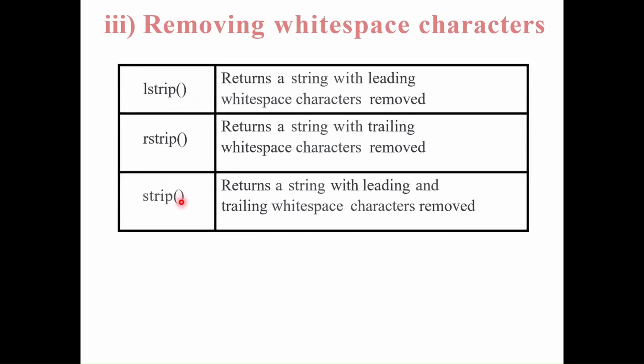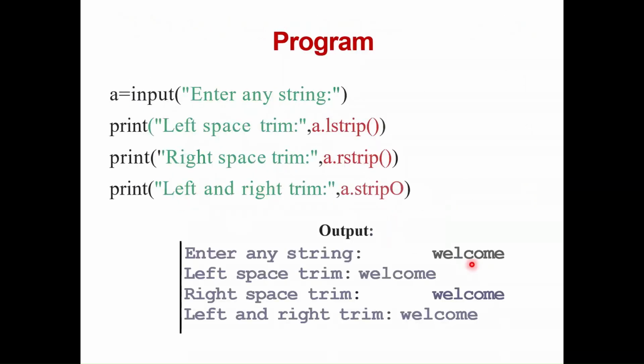Now let us see the example, then we can easily understand it. So this is our example, welcome. Here this string has several blank spaces on the left side and also several blank spaces at the right end. So lstrip will truncate all the blank spaces at the left position, and it displays the welcome message alone. And rstrip will remove all the white space at the end of the welcome message and display the message. And this strip function trims both the left end spaces as well as the right end spaces.